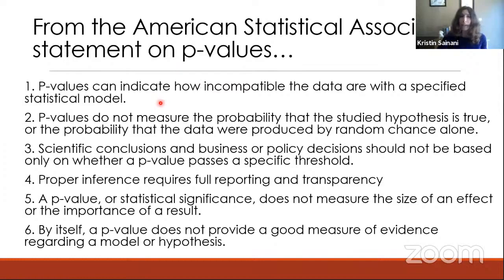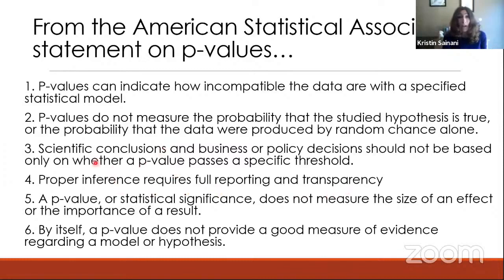They highlight things like, what does a p-value do? It just tells us how incompatible our data are with a specified statistical model, with our null value, for example. They highlight that p-values don't tell us the probability of the null hypothesis, a very important misinterpretation. P-values shouldn't be used to make a decision about policy. Like you shouldn't decide just that, oh, the p-value is less than 0.05, I'm going to do something, right? You have to look at the context.